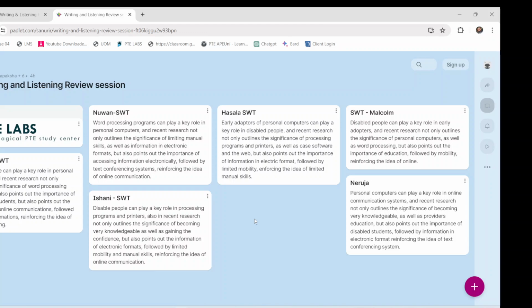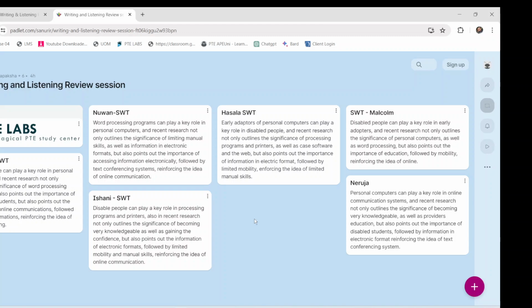Okay, now it's better to avoid taking chunks like this, okay? Now, this one is the second blank. So make sure you avoid chunks like this. Sometimes it will be an issue to the structure because we are using a fixed structure now. You can take processing programs, just stop from there, okay? Okay, can play a key role in processing programs and printers. Also, in recent research, not only outlines them.